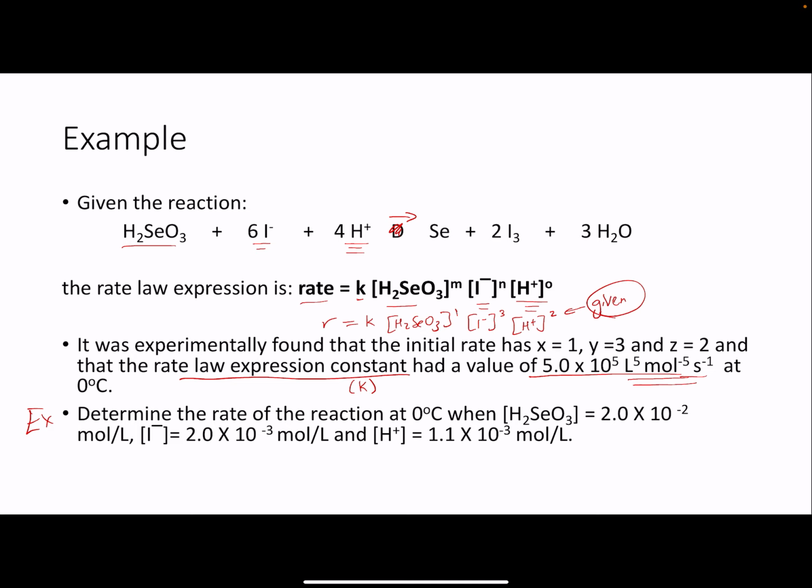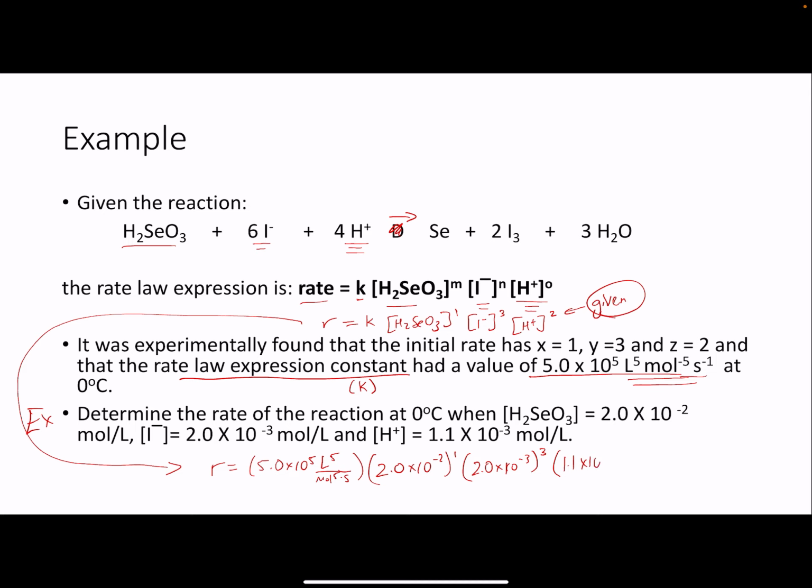Because we were given all of the numbers, it's very straightforward. We plug this in based on the equation we have at the top, right? The rate equals K, which we're told is 5 times 10 to the power of 5 liters per mole per second, times each concentration. So selenic acid, 2 times 10 to the negative 3 to the power of 1, iodide, 2 times 10 to the negative 3, and I'm just leaving the units out for simplicity here. To the exponent of 3, times 1.1 times 10 to the negative 3 to the exponent of 2.